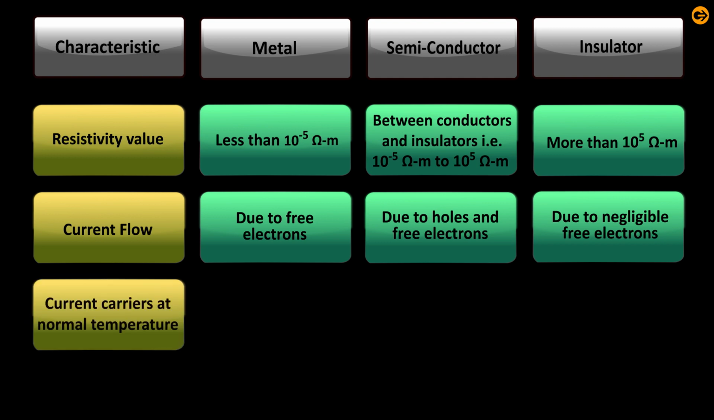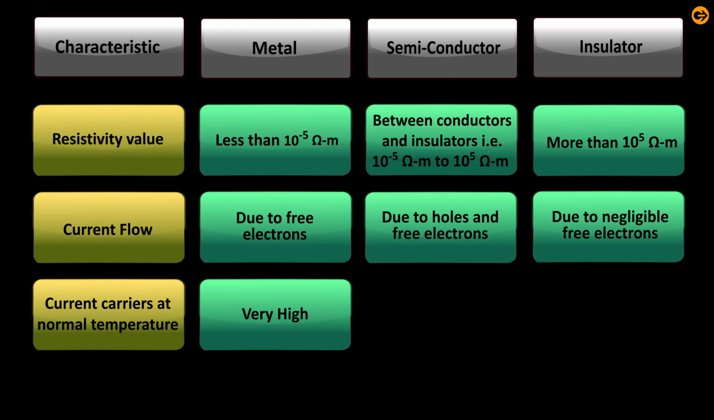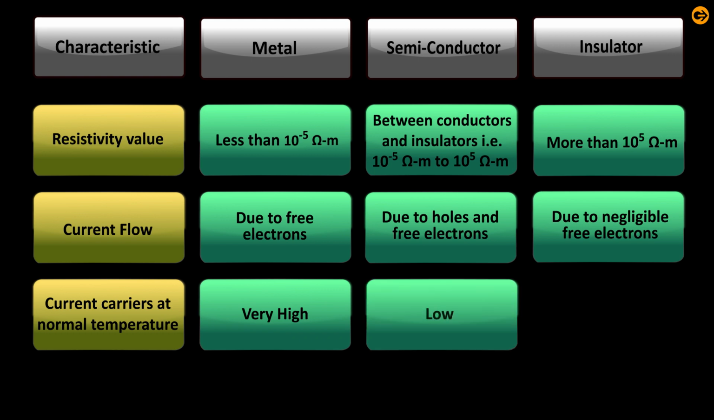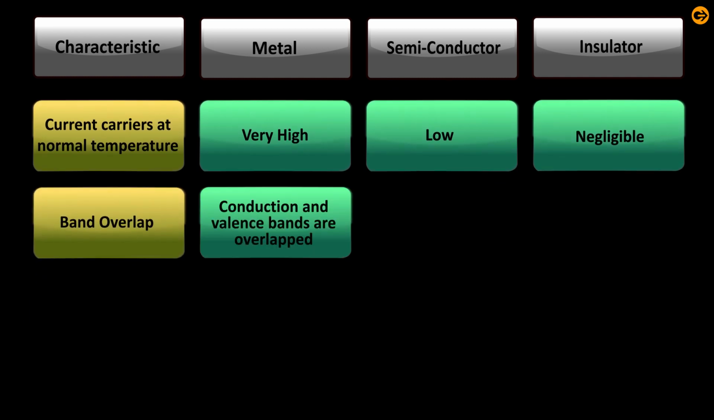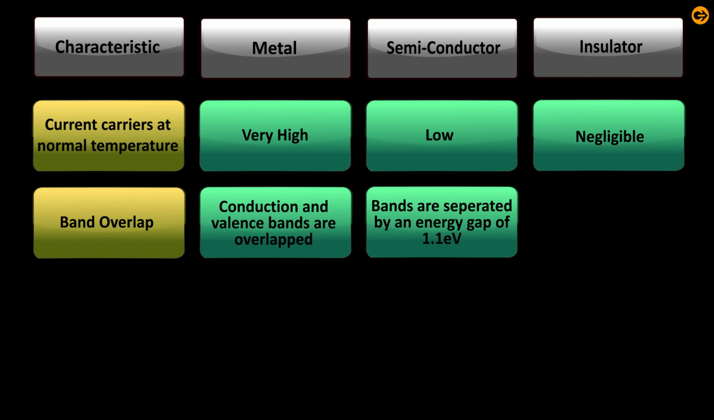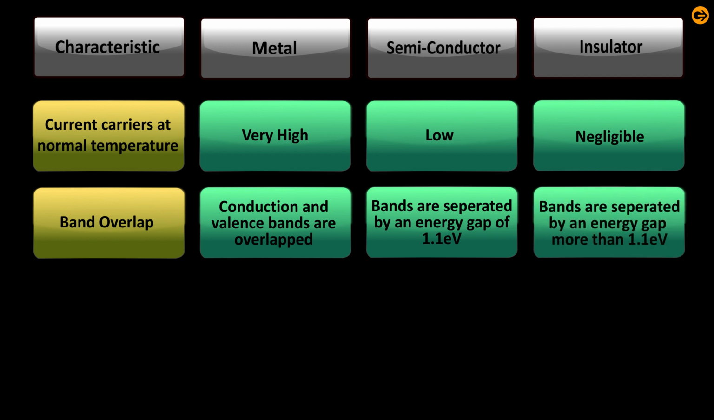Current carriers at normal temperature. In case of metal, the current carrier is very high. In case of semiconductor, it is low. And in case of insulator, this is negligible. In case of metal, the conduction and valence band are overlapped. In case of semiconductor, the bands are separated by an energy gap of 1.1 electron volt. In case of insulator, bands are separated by an energy gap of more than 1.1 electron volt.